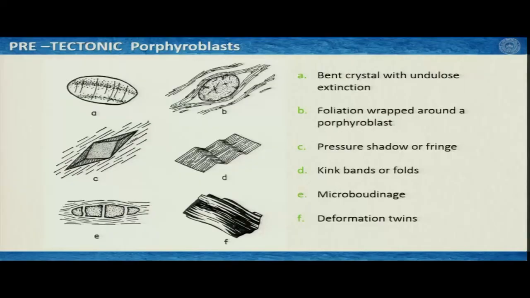And these include bent crystals with undulose extinctions, the foliation can wrap around a porphyroblast, pressure shadow or fringe, kink bands or some sort of folds if you have phyllosilicates or tabular minerals in a tabular porphyroblast in the rock. You can have microboudinage, the grains can fracture, as you can see here in example E, and of course, you can have deformation twins or deformation lamellae. We will see this in the next example.